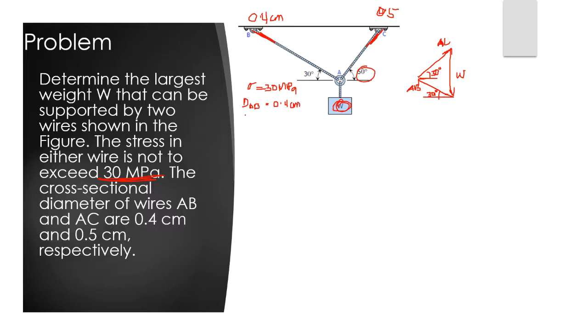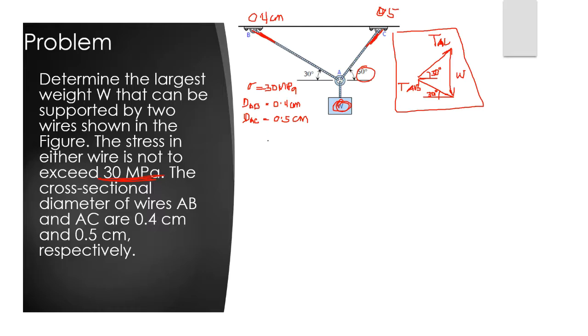And the diameter for the AC is 0.5 centimeter. Now, as you can see, this is the basis of our solution. We'll be looking for the possible value for the W. So from here, we can use sine law in order for us to solve for the W. So this is tension AB, this is the AC.